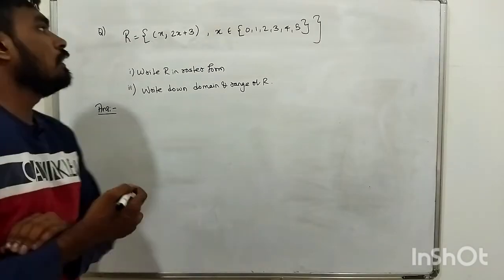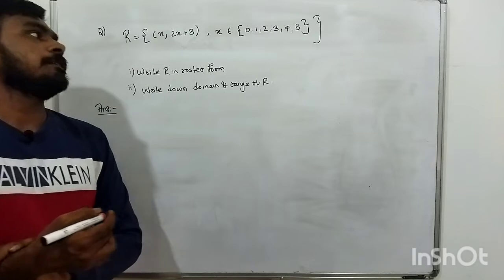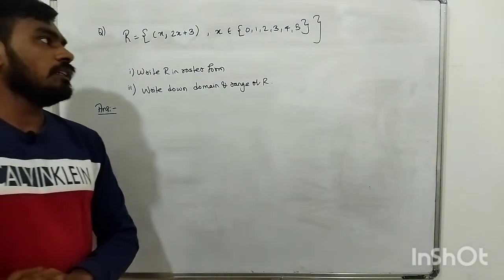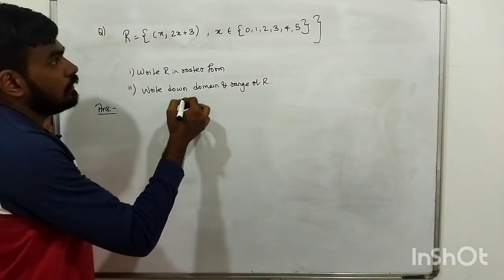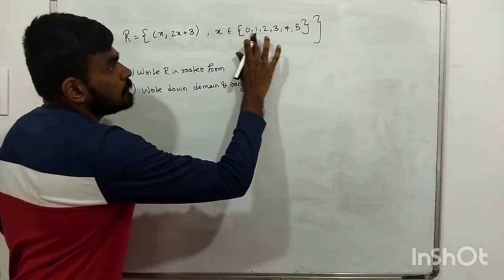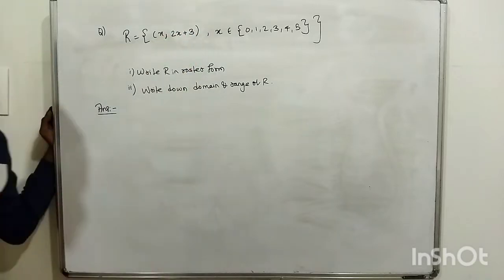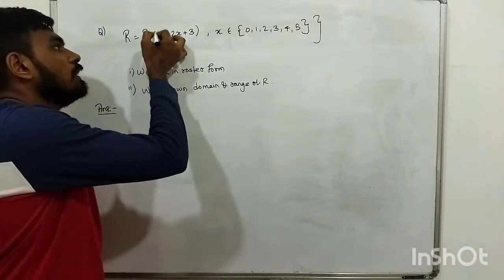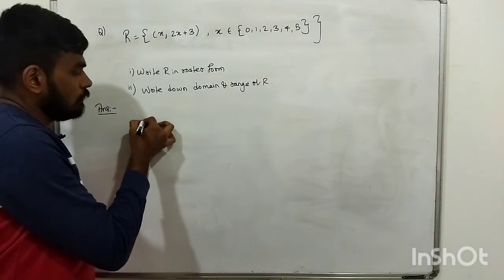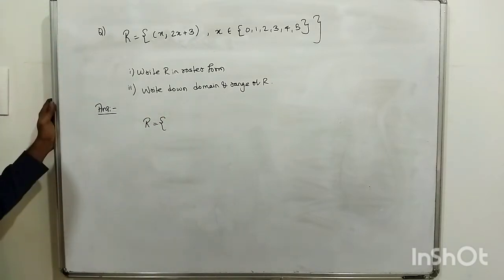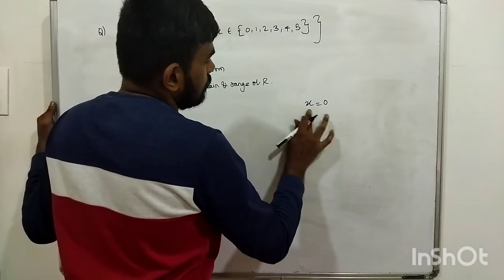Okay. So next we have R is equal to (x, 2x plus 3), where x belongs to {0, 1, 2, 3, 4, 5}. We have to write this in roster form and then the domain and range of R. So how will you write this? First, what is told here is that x should be between 0 to 5. So restriction for x is there. Restriction for 2x plus 3 is not there, but restriction only for x is there. X should be 0, 1, 2, 3, 4, 5. So what will be the relation? See, when x is equal to 0, 2x plus 3 will be what?